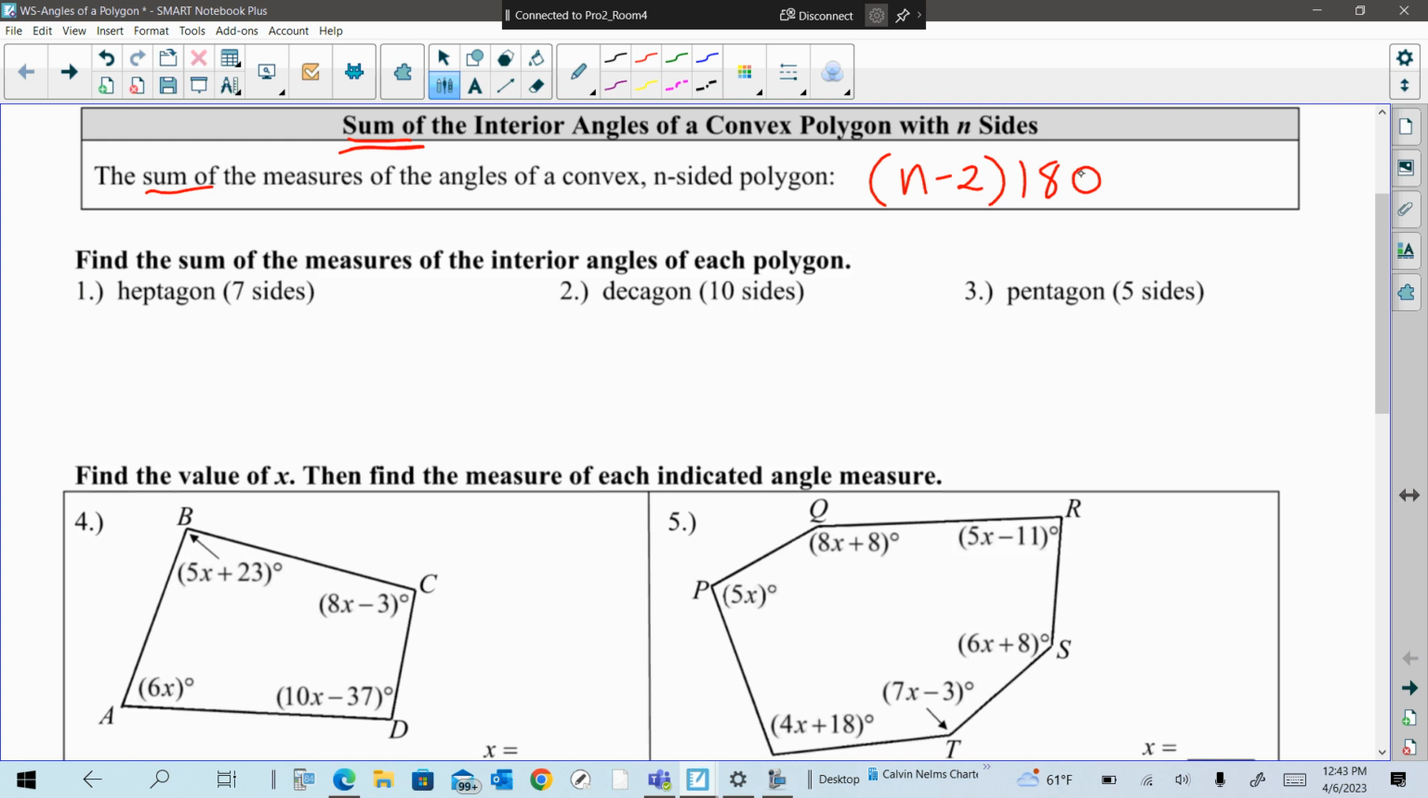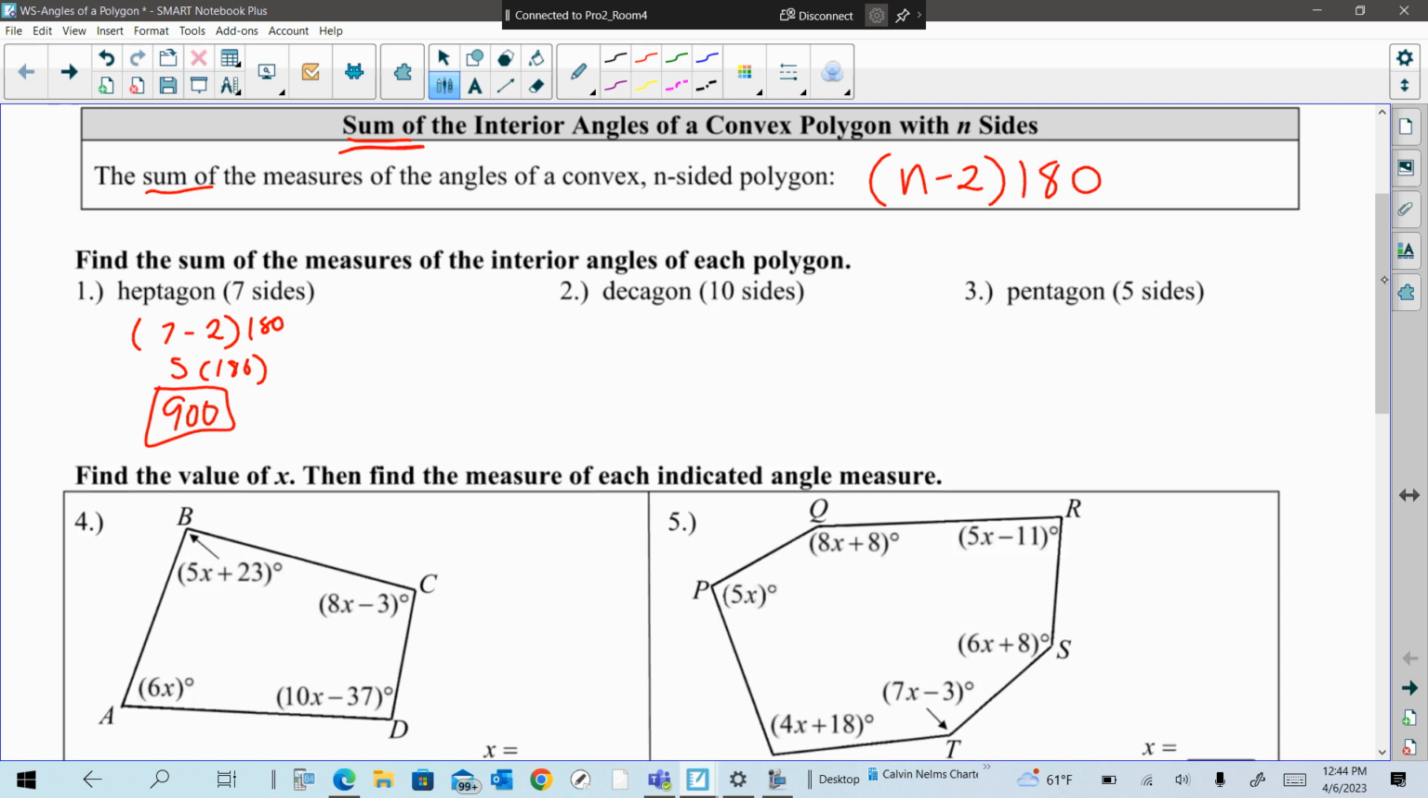They do tell you the number of sides if you forgot the name, what it correlates with. So here we're just doing 7 minus 2 times 180. That's going to be 5 times 180, which turns into 900. And there's our answer.